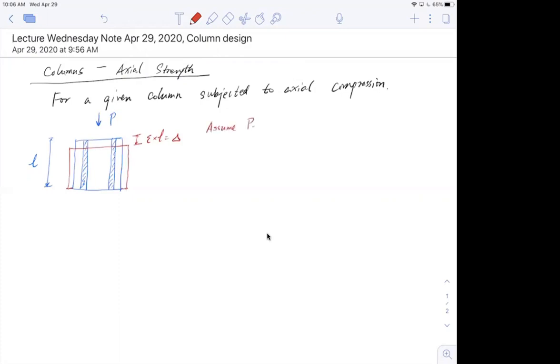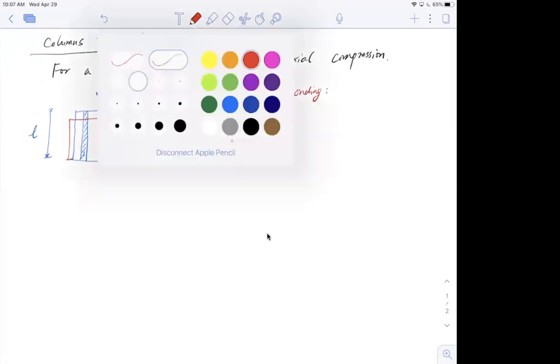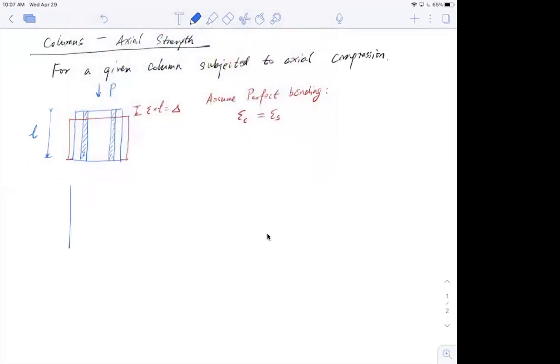Now, we have to make a first assumption here, that we're going to assume perfect bonding. So what does perfect bonding mean? It means epsilon C, the strain in concrete, equals the strain in steel. That is slightly different from the bending of the beam that we talked about before.